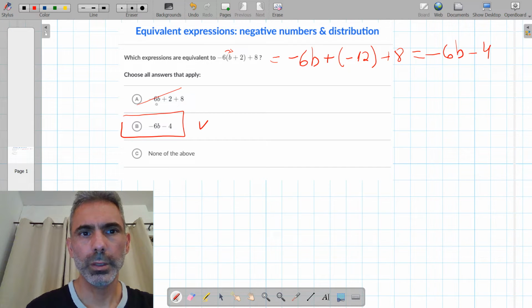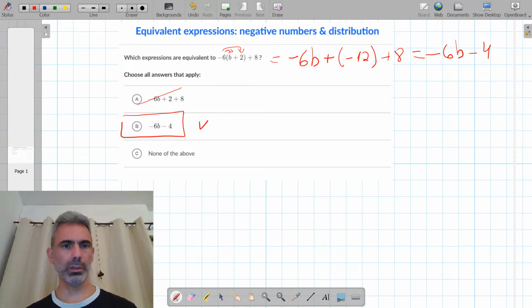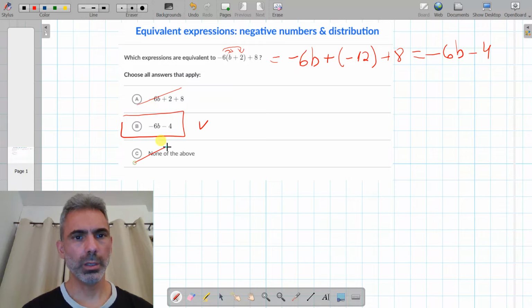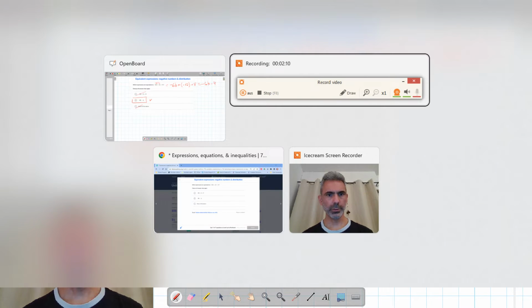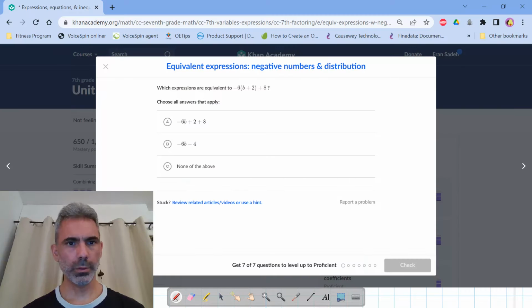Here they didn't apply the distributive property to the 2. So they only multiplied minus 6 times b, but they didn't multiply the minus 6 times 2. When you multiply the minus 6 times 2, you get minus 12. So A is incorrect. And since we found that B is correct, C is incorrect as well. So minus 6b minus 4.